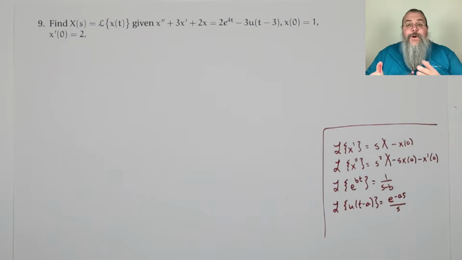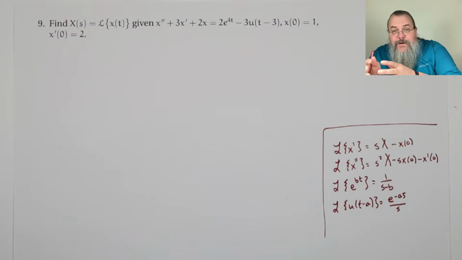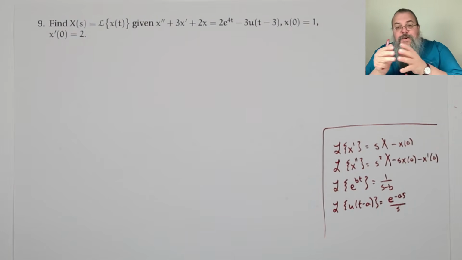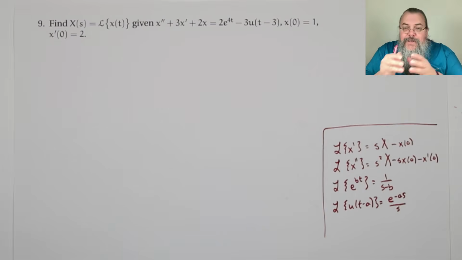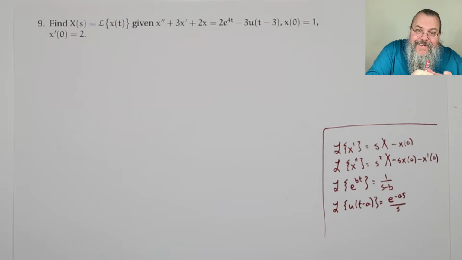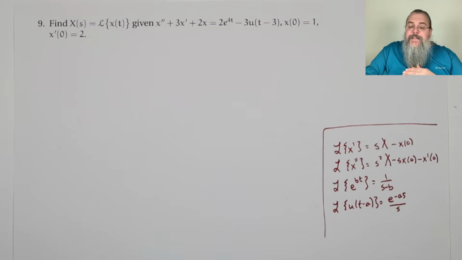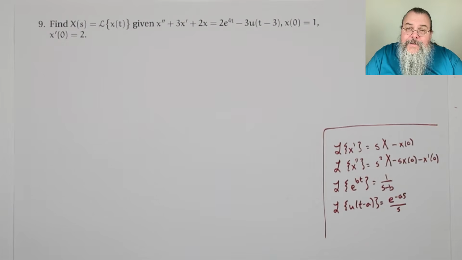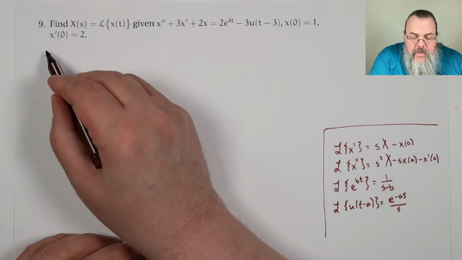All right, and no big surprises. What are we going to do? We're going to take the Laplace of the two sides. So we take the Laplace of the left. That's got to match the Laplace on the right. And then we just start solving for capital X. All right, so let's go through and do this term by term. So I'm going to go ahead and use linearity right from the beginning.